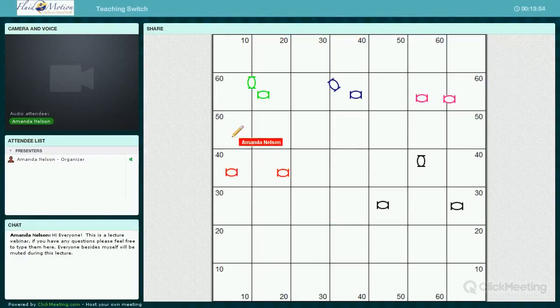I start adding. We'll see if I can draw. For those who have been to previous webinars of mine, you all know how great I am with this whole drawing feature. We come down here to the red.